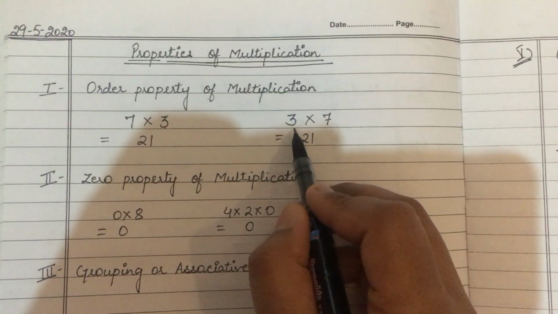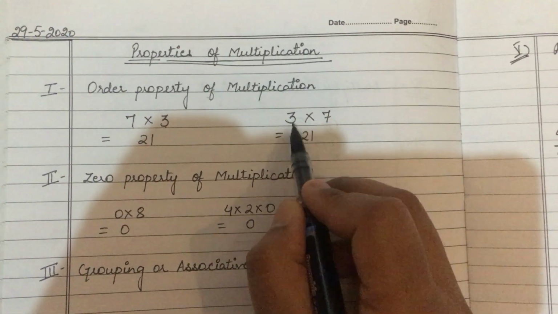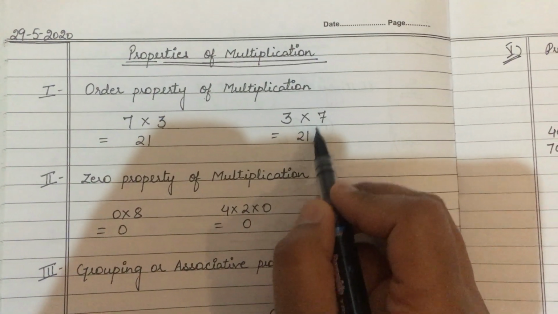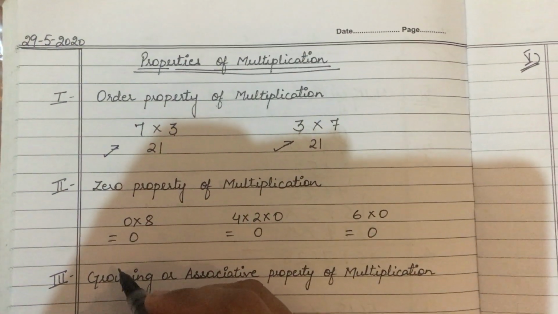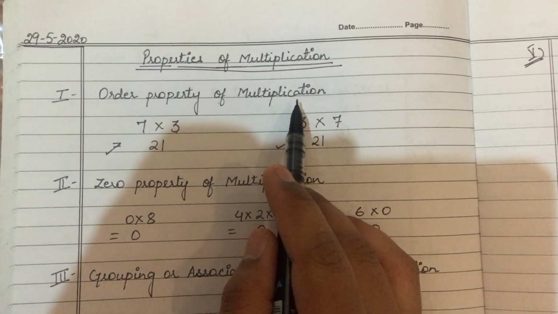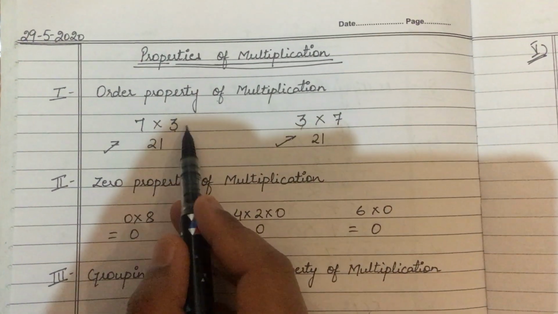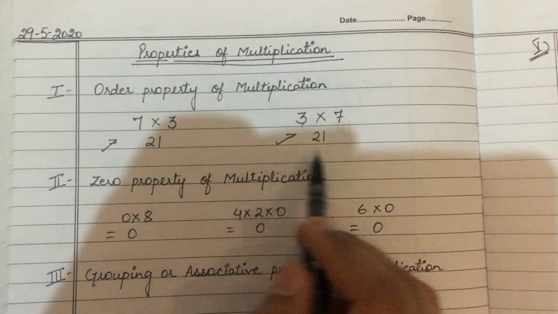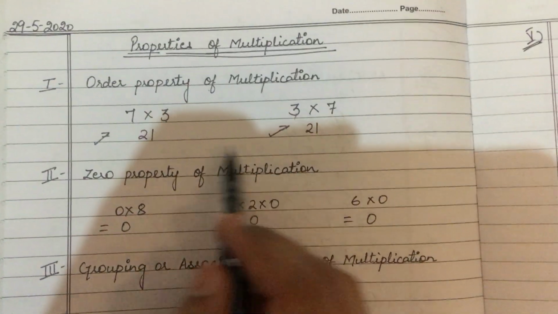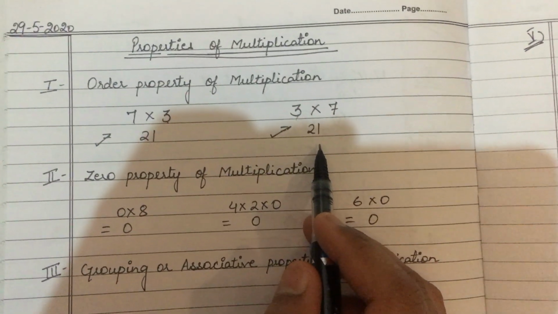We kept 3 at the first place. Now let's see 3 multiplied by 7. The answer remains the same. So here you can see that in this order property of multiplication, when we change the order, the product does not change. The product remains the same.